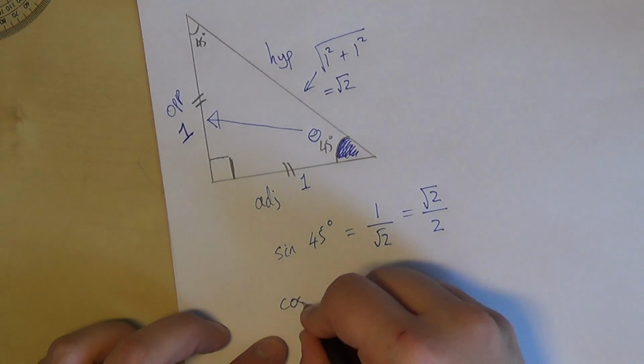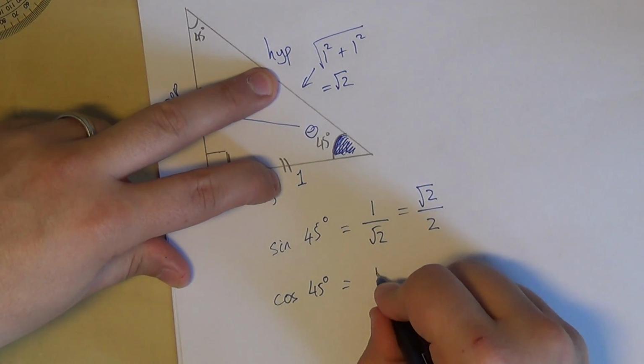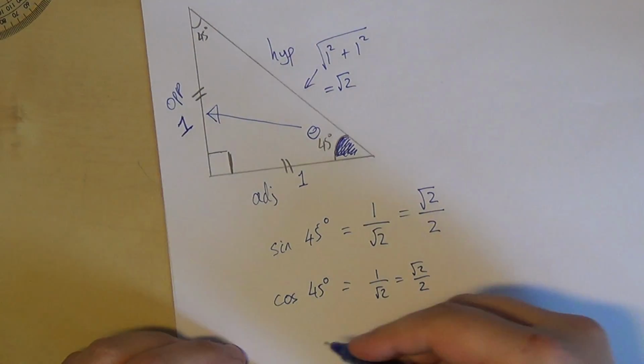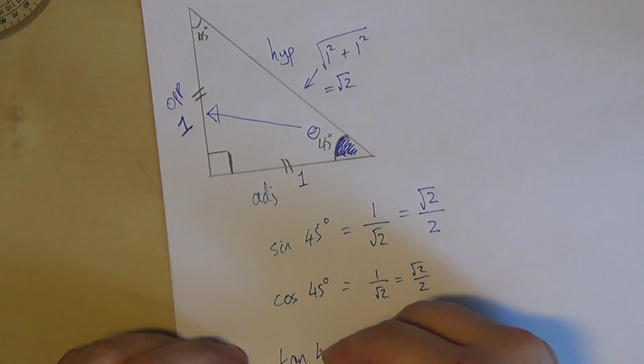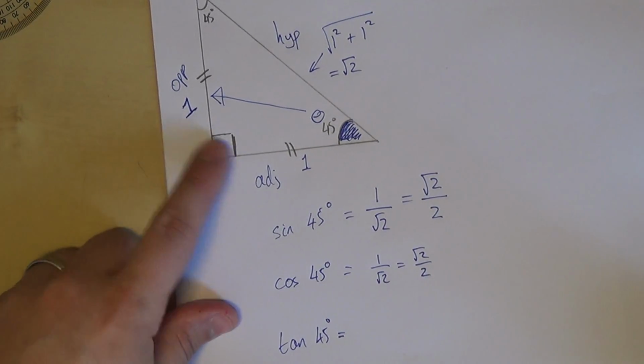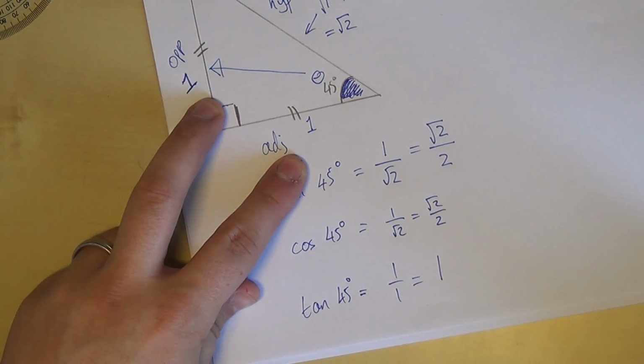The cosine is adjacent over hypotenuse, so that's 1 over root 2, which is root 2 over 2. And then finally the tan of 45, and this is one I have learnt because it's quite useful to keep in mind. Opposite over adjacent, well, they're the same, so 1 over 1 is 1.